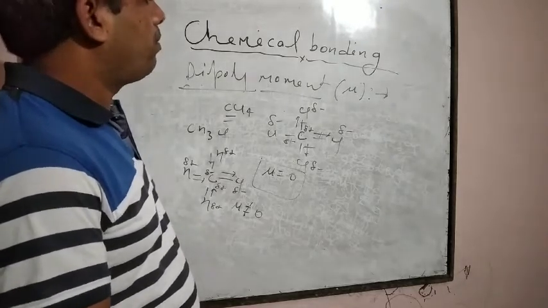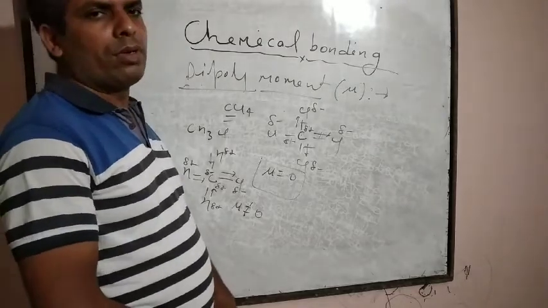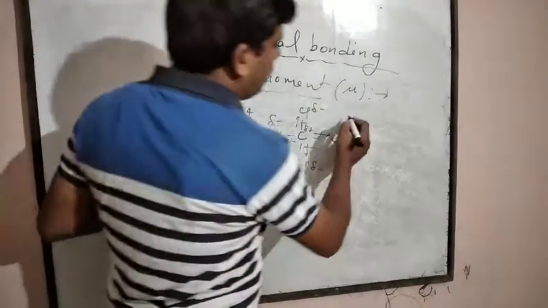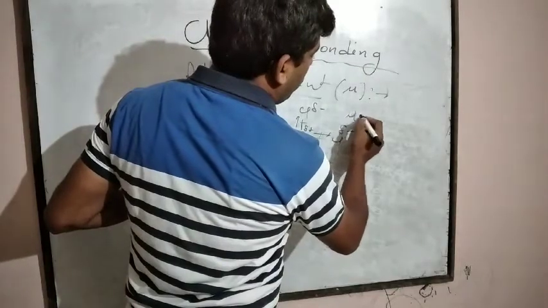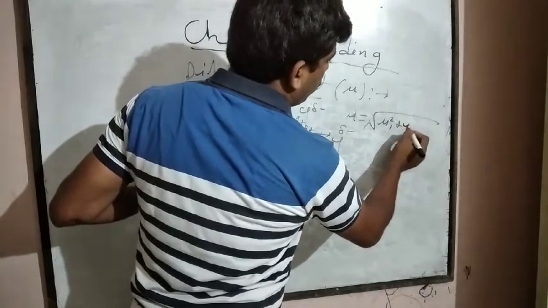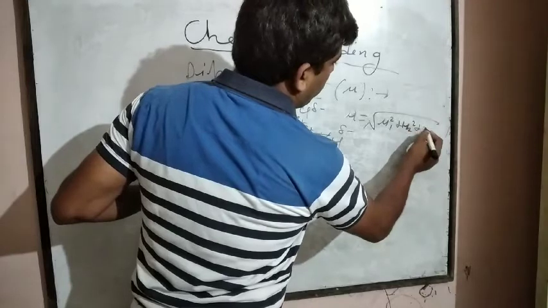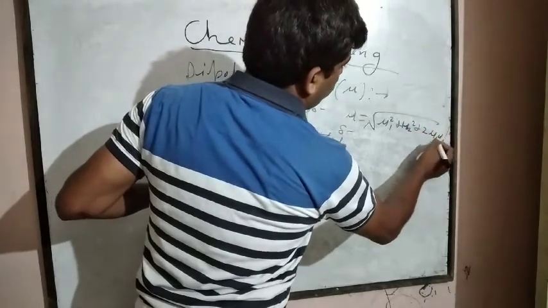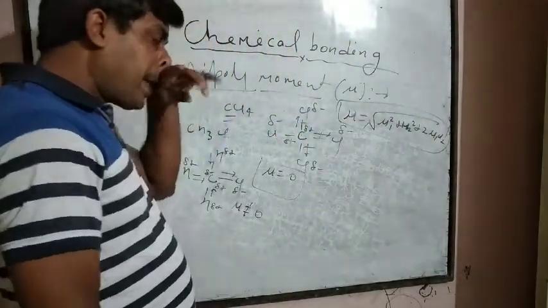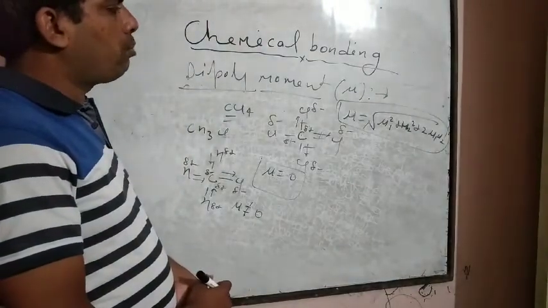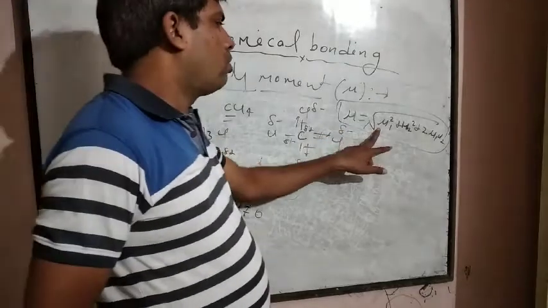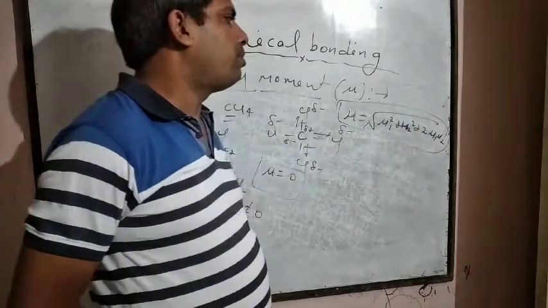With the help of vector sum, we can also find the value of dipole moment, and there is one important formula to calculate it. Mu is equal to under root mu1 square plus mu2 square plus twice mu1 mu2. This is an important formula to calculate dipole moment with the help of vector sum.